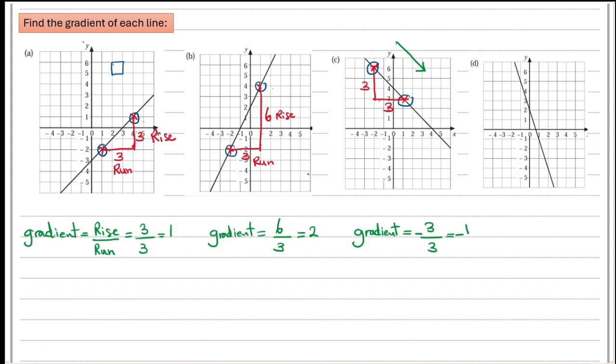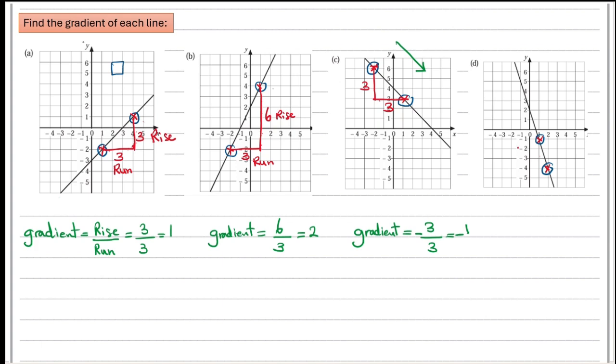Let's look at the line in part D. Let's see what choices we have for the points on the straight line and on the corners of the little squares. We have a choice here, here, here, and here. So we have 4 choices of points. We're going to select 2 of them. Any 2 would work. So I'm going to select this one and this one, and ignore the other 2.